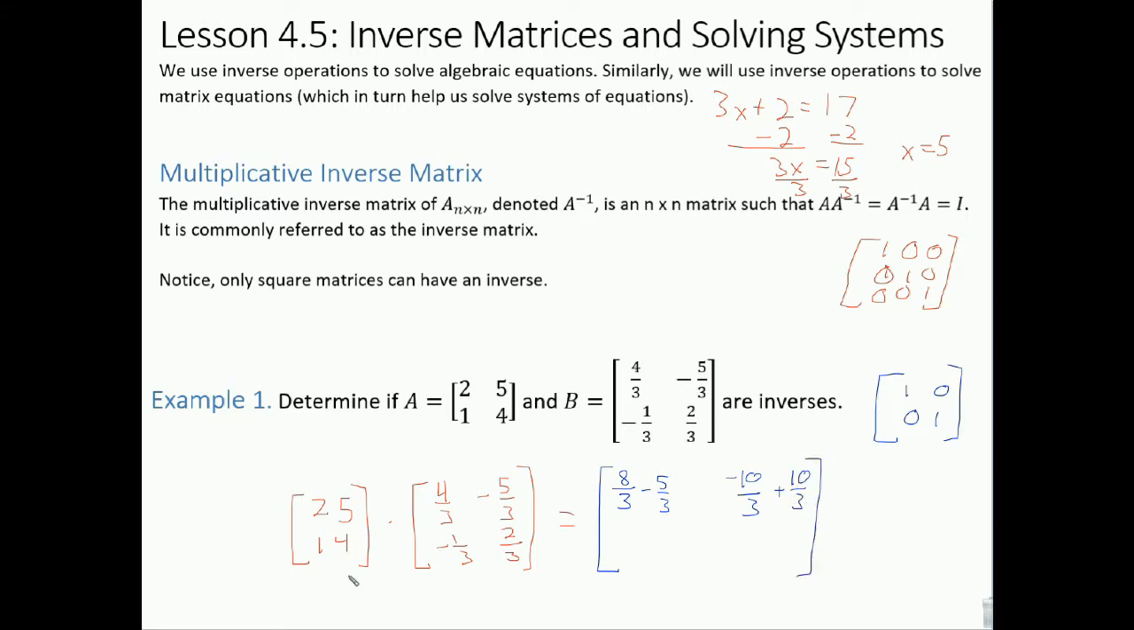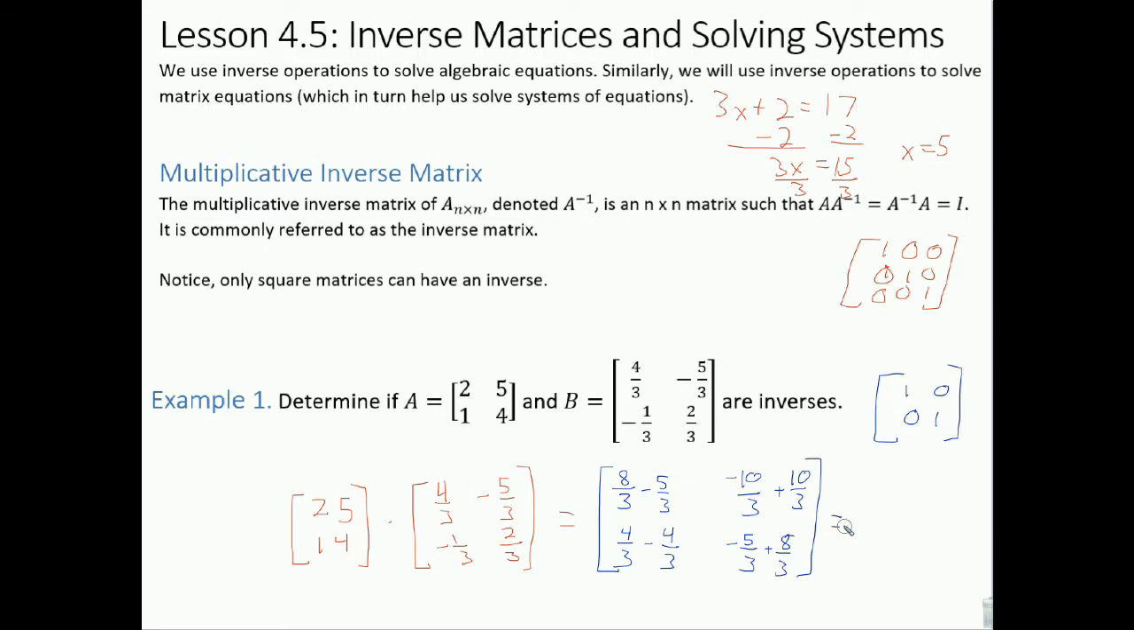Now we need to do the second row with each column. So 1 times 4/3 is 4/3. And 4 times -1/3 is -4/3. So again, that's going to be 0, which is what we want. And then the last one, 1 times -5/3 is -5/3. And 4 times 2/3 is 8/3.